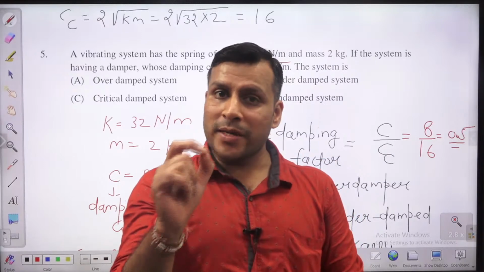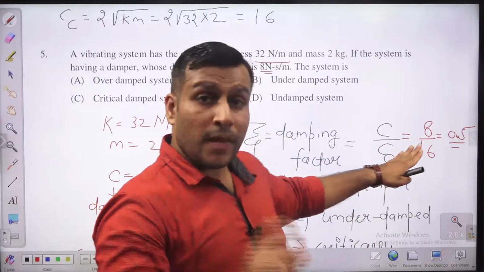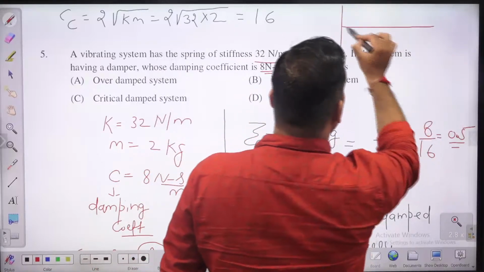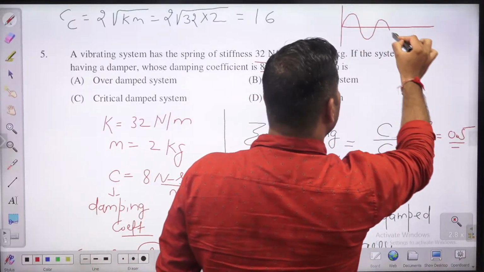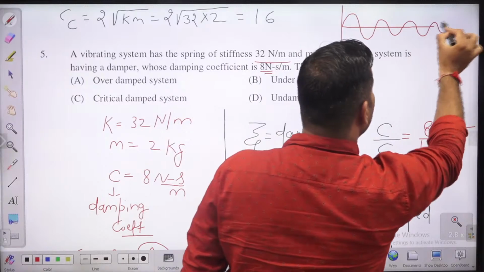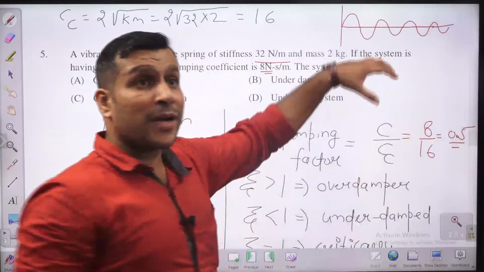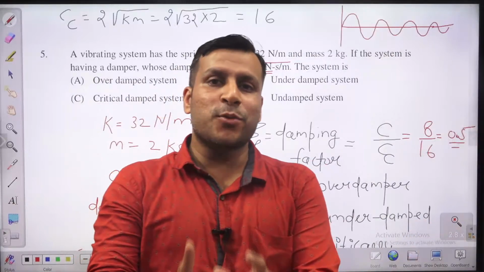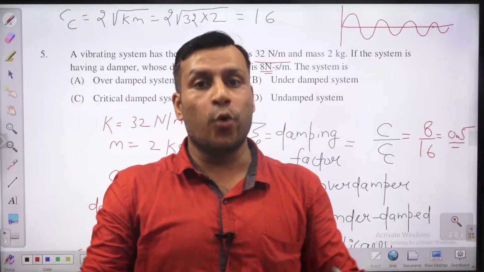In this case the motion will be vibratory, because gradually the amplitude of the vibrations is going to decrease. But you will have some kind of vibratory motion here in case of underdamped, but in case of critical or overdamped system there will be no vibration.